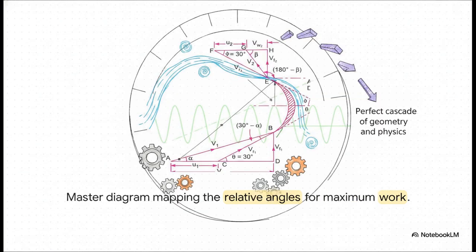By carefully sketching out this final master diagram and systematically hitting it with our sine rule, we piece the whole thing together. We use the 120-degree deflection to find our relative angles, trace the relative velocity from the bottom triangle straight up to the top, and pin down the exact optimal entry angle to extract the absolute maximum work from the system. It really is a perfect cascade of geometry and physics working together.